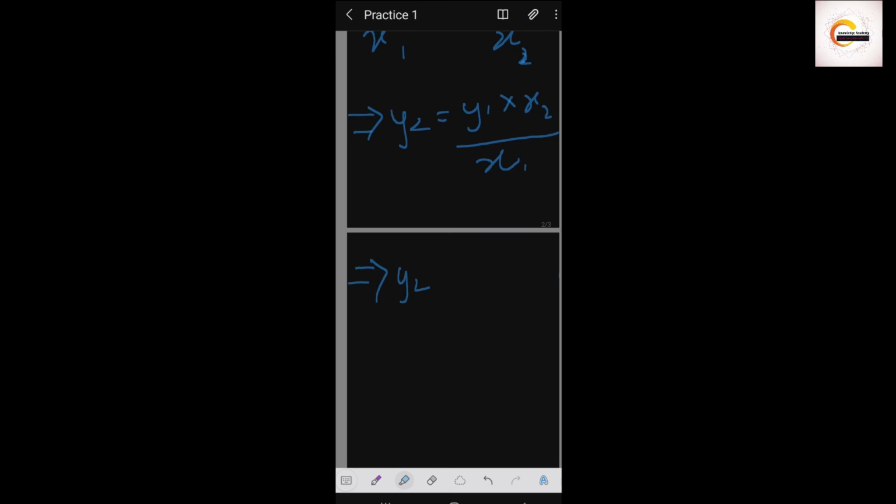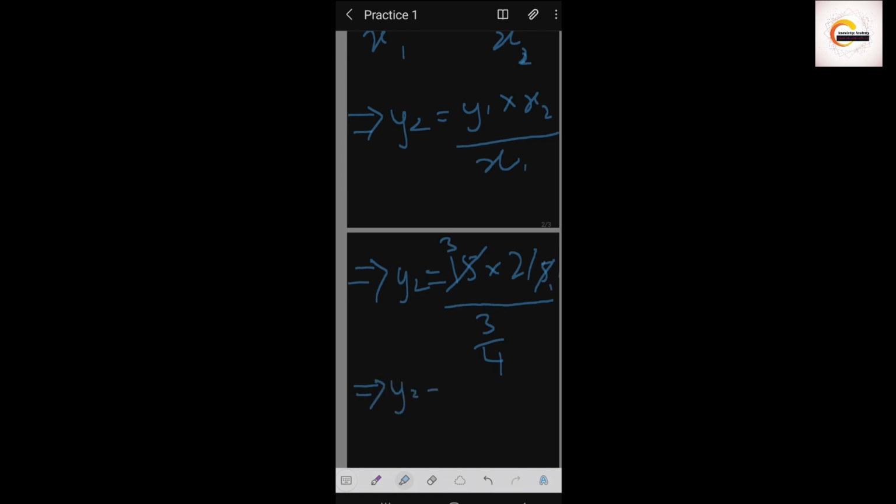Let's put the value. 15 multiplied by 2 upon 5 over 3 upon 4. It's already cancelling. 5 ones are 5, 5 threes are 15.